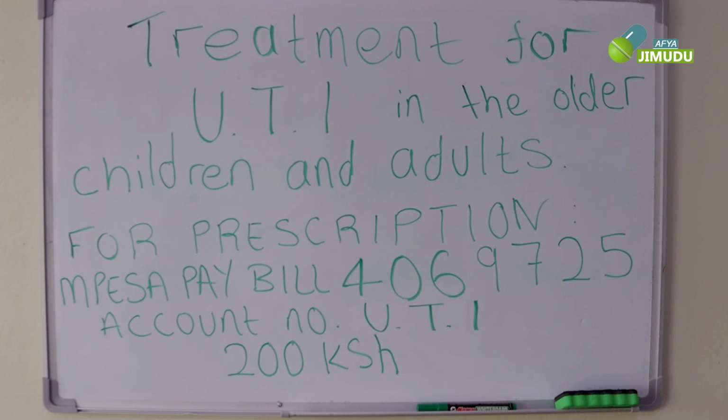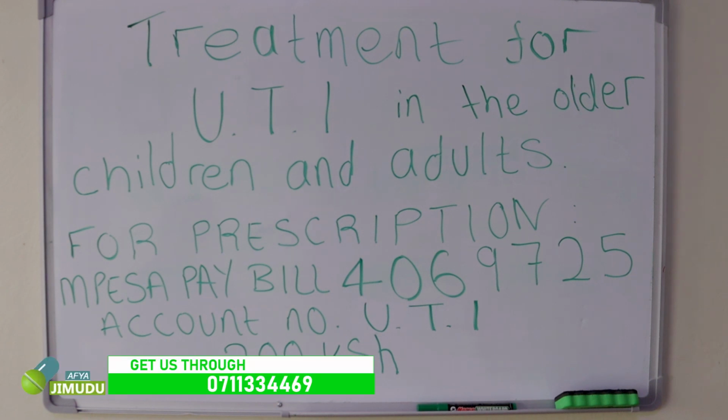So to get the prescription, you can pay 200 Kenya shillings via M-Pesa, pay bill number 4069725. Account number is UTI. So the prescription, you get it in a way that you can read, and for future reference.